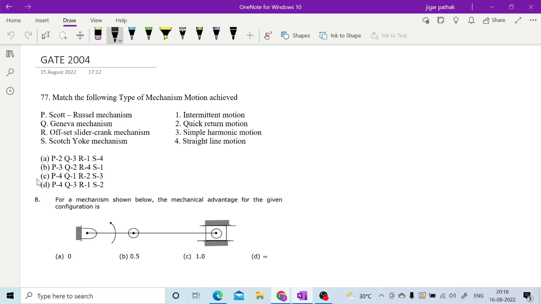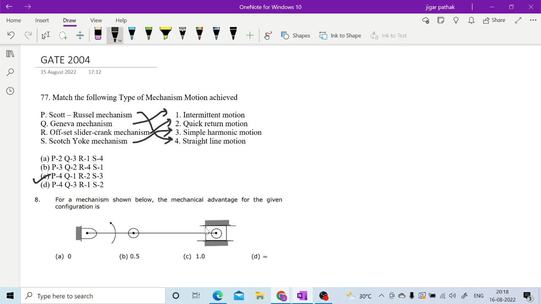Okay, so here the answer C is correct because Ford-Russell mechanism is a straight line mechanism. Geneva mechanism is an intermittent mechanism. Then this offset slider crank mechanism will be a quick return mechanism, and Scotch yoke mechanism is a simple harmonic mechanism.